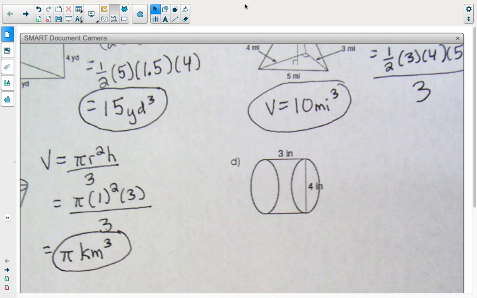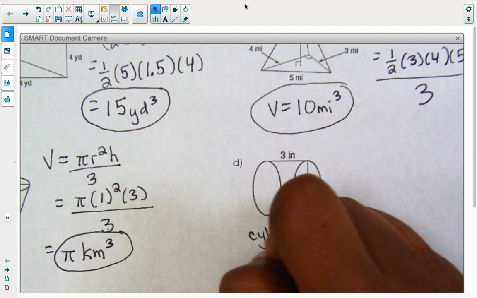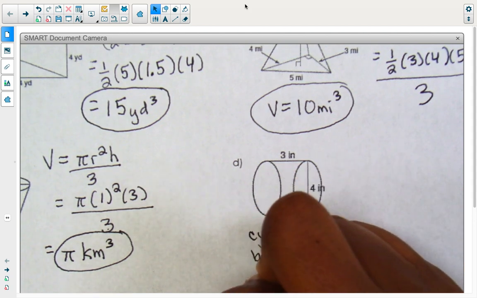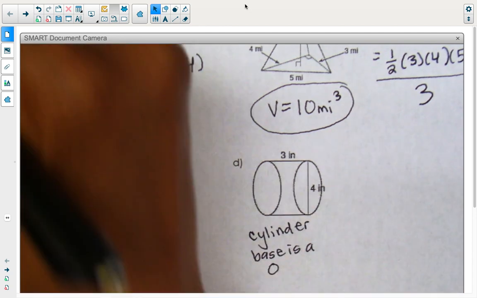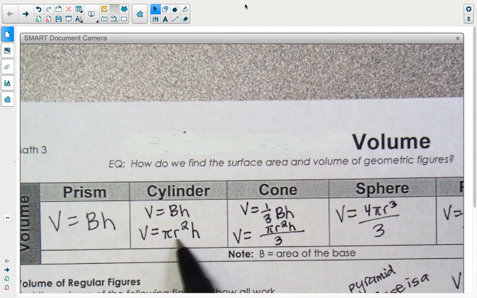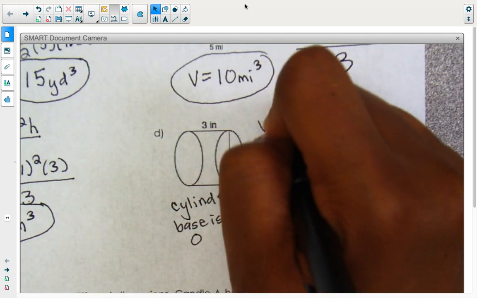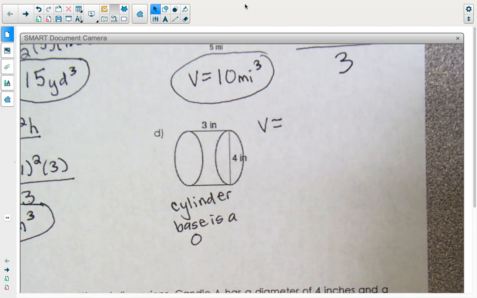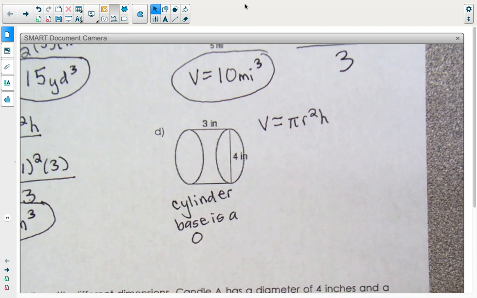All right, D. This is a cylinder. So hopefully you said that. And the base is a circle. Okay. So our formula for cylinder is up there at the top. It says pi r squared h. So we're going to write that down. Always a good idea, whatever formula or expression you're working with, go ahead and write that down first. That way you can just look at the problem and substitute the correct numbers into the correct spot.